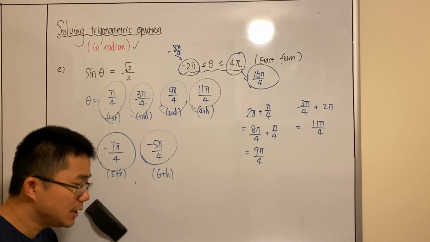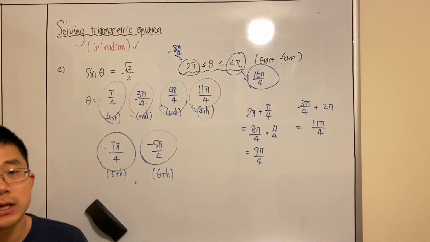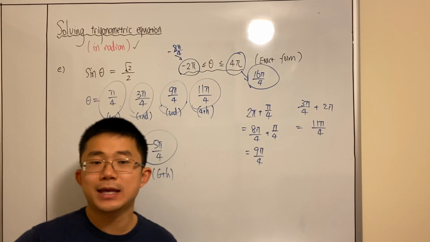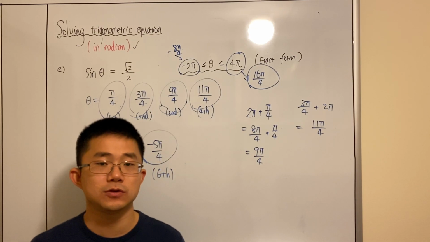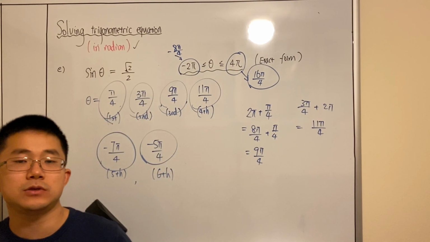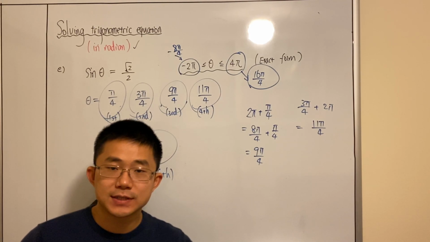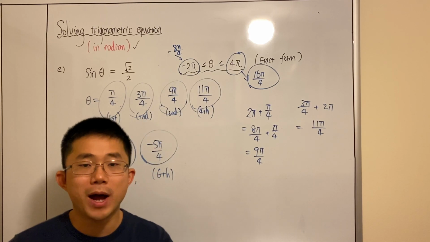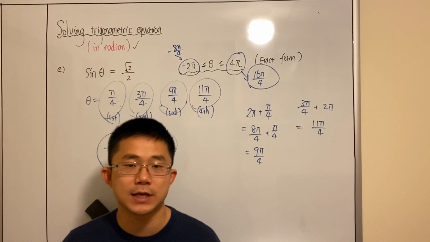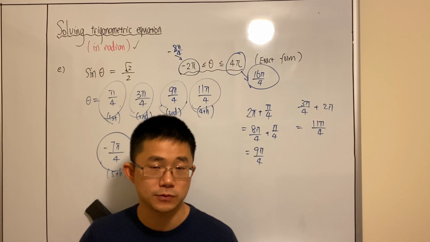So please remember, the first step is simplifying the question, and the second step is to find the first angle. Once you get the first angle, you can get the second angle by using the all-stations-to-central rule. And once you get the first 2 angles, what you need to do is plus 360 degrees, plus 2 pi, or minus 360 degrees, or minus 2 pi to generate more angles towards the end. So the most important thing is finding the first 2 angles.